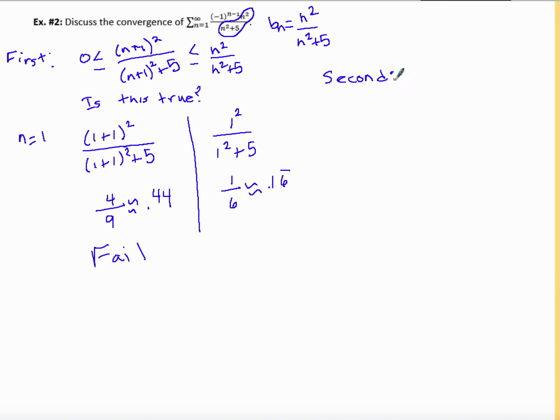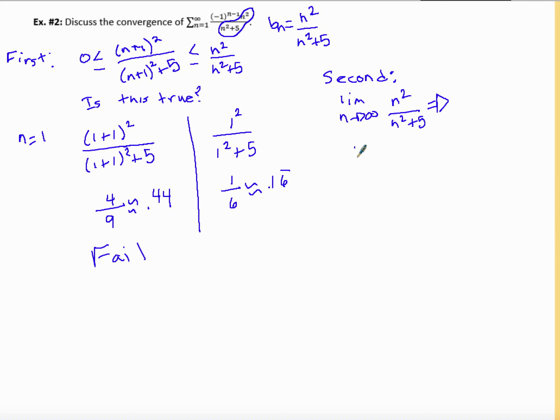Our second part of the test is to calculate the limit as n approaches infinity of b sub n. Our b sub n, again, was n squared divided by n squared plus 5. The easiest way to calculate this limit is to have a dividing by n squared party. My highest power is n squared. If I divide every single term by n squared, I haven't really changed the value of this function, but it is going to be a lot simpler for me to calculate the limit.